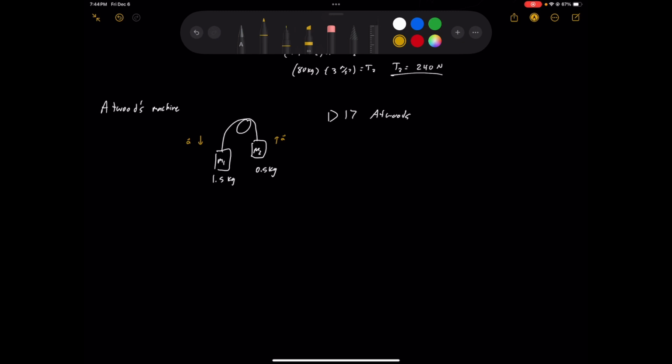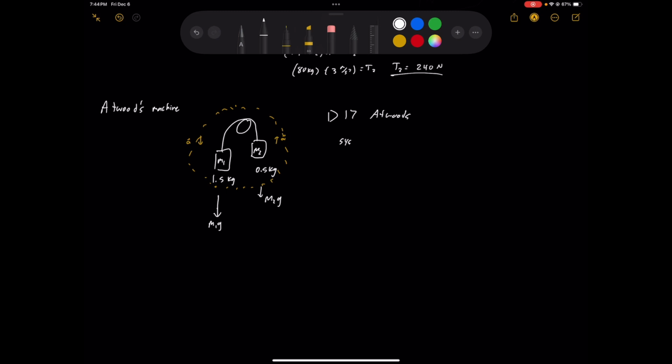Or I can save some precious time and just treat this all as one big system. That's what you want to do with Atwood's machine. So this is all one big system, and the only external forces are M1G, okay? And you have here M2G, right? So this is the force of gravity of object 1, force of gravity of object 2. We know object 1 is more massive than object 2. Therefore, the system's going to accelerate like this. So these are forces that are external to the system. The tension force is internal to the system. So we're not going to worry about it using the systems approach. So this is the way you want to approach Atwood's machine.